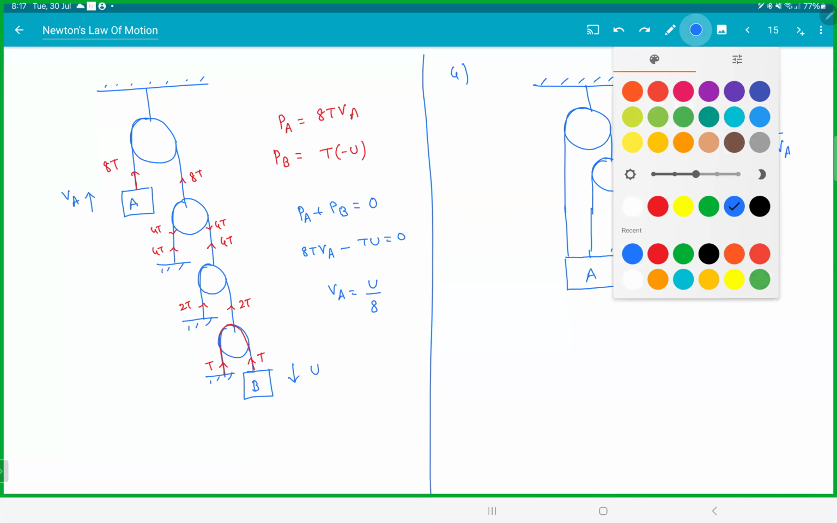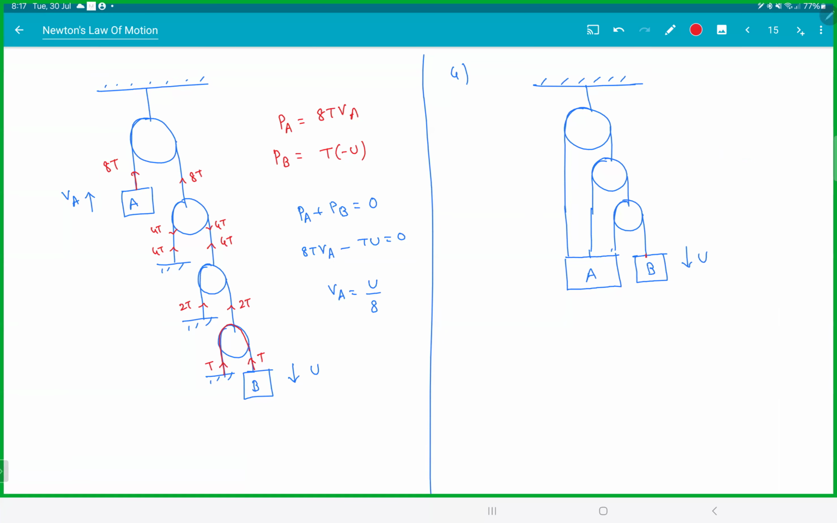What about the fourth one? Next one. Same idea. Let's start from here. Let this be tension T. It is the same string. So this is T. This is 2T. Then this is also 2T. This is 4T. This is also 4T. So on A, total there are 3 tensions, 4T plus 2T plus T. When I say tension on A, I'm talking about the total tension on A. This is T into minus U is 0. VA is equal to U by 7. Check.